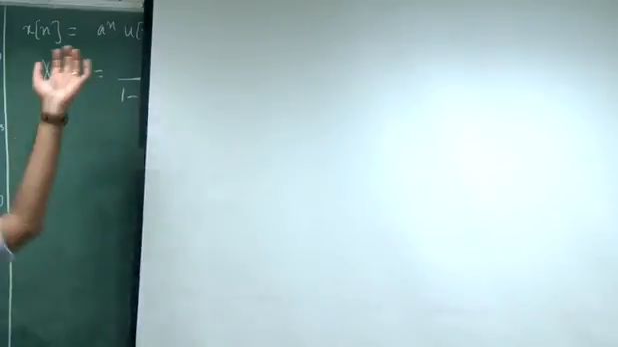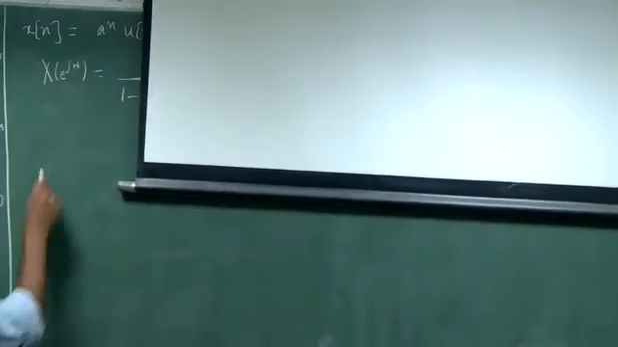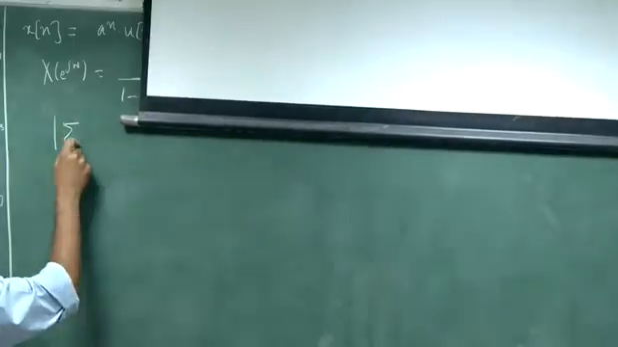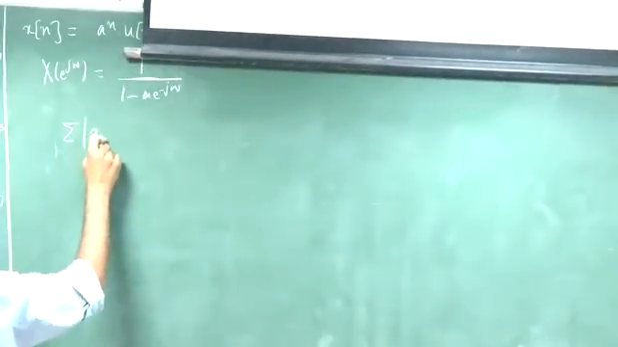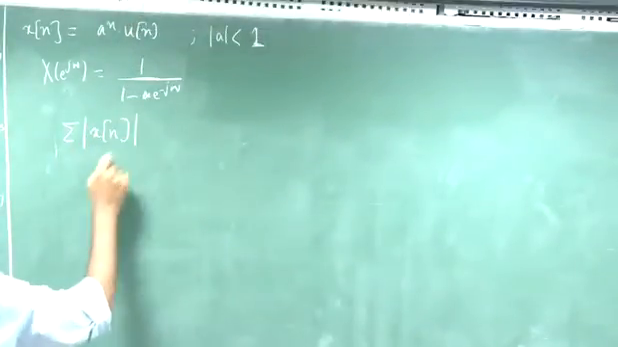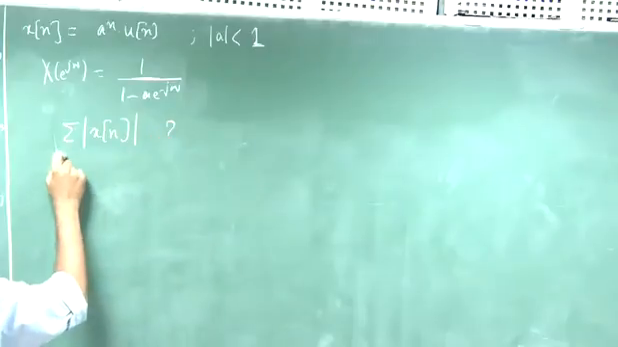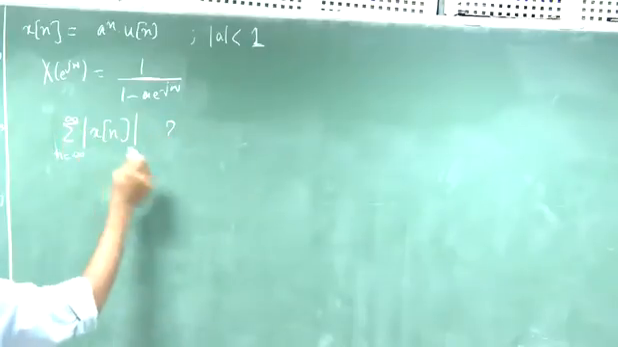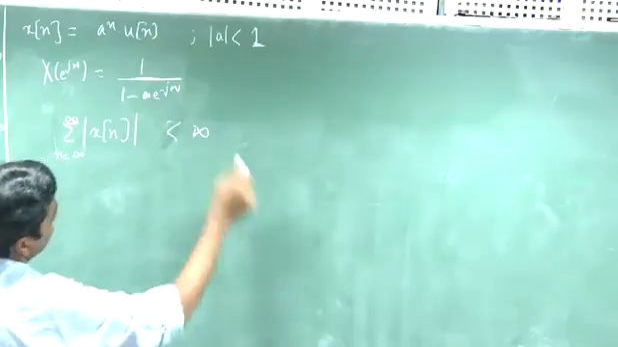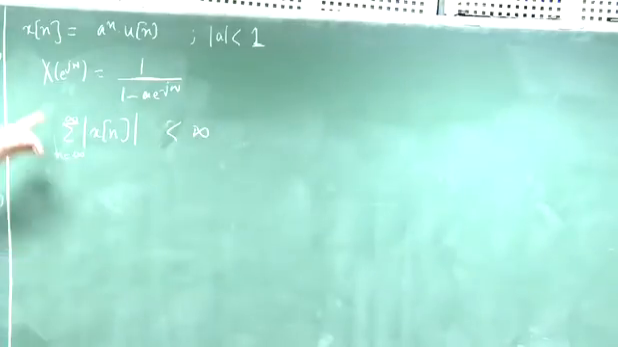Okay. So essentially it goes back to the definition of the stability of a signal. So what was the condition we had? It should be absolutely summable, and this is satisfied when mod A is less than 1. Okay, so that's pretty clear.